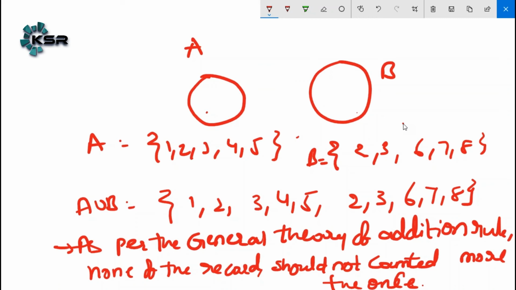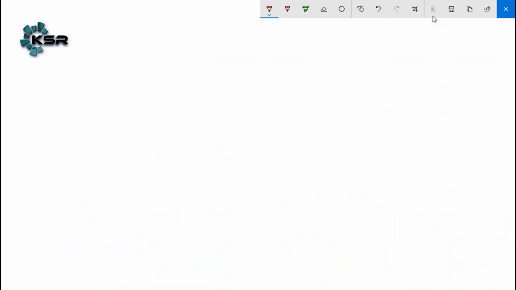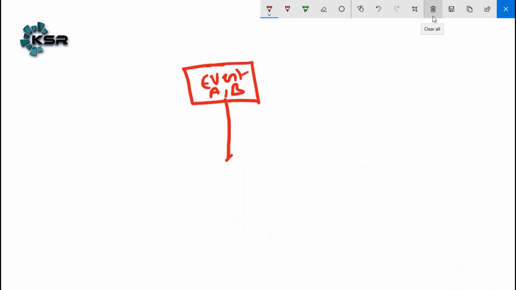Okay. Now let me draw one as an example. A and B are events A, B. Here in this case, let's say independent.